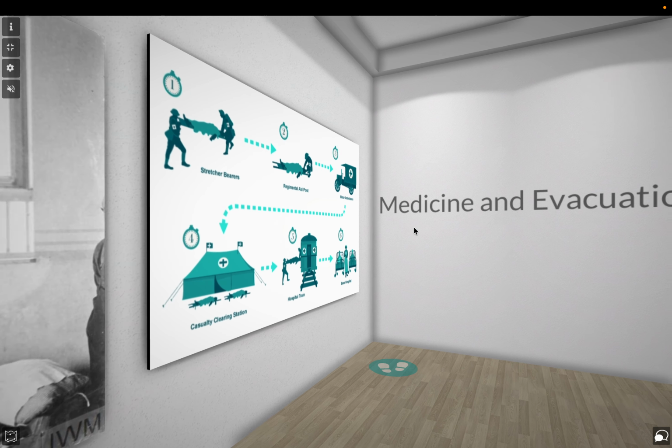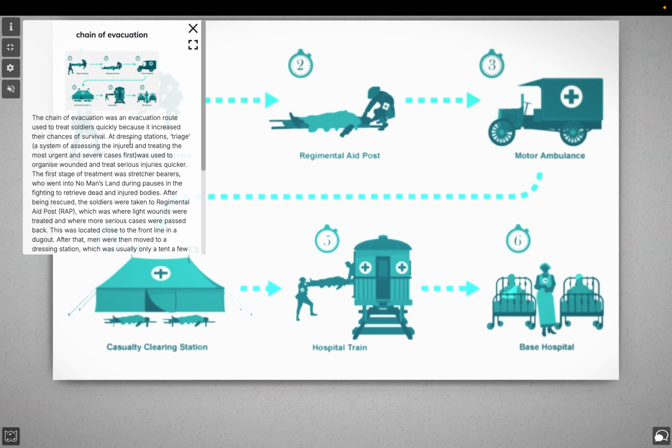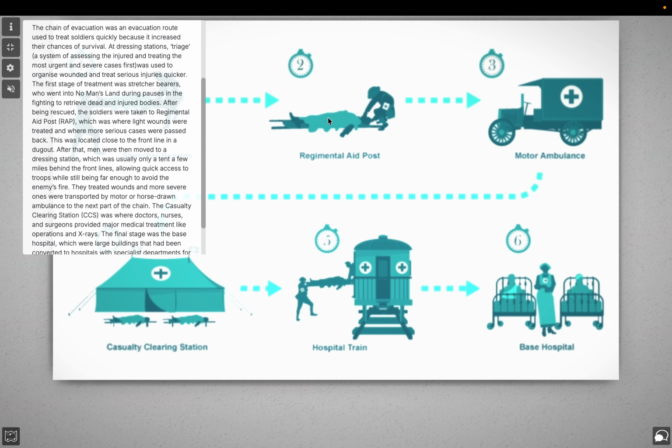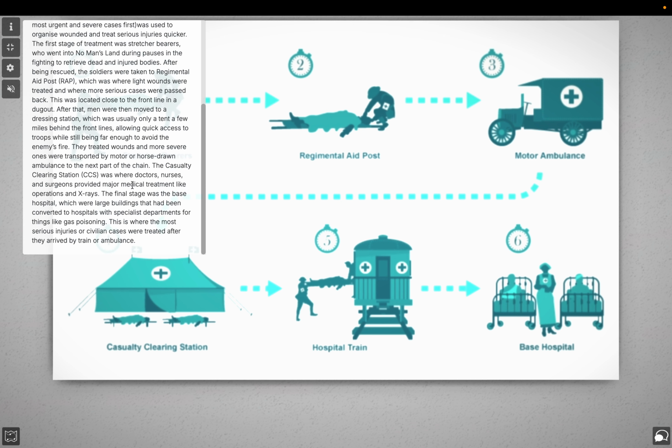This is the chain of evacuation. So it would start off with the stretcher bearers. It would go to this place where it was just treating normal injuries, and then they'd send you to the casualty clearing station, which is what I just talked about, where they would basically sort you or clear you quickly. And if you were stable enough to leave the casualty clearing station, you would go to the base hospital, which is where they also treated civilians.